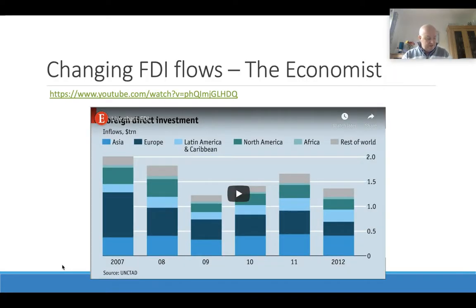Okay, so let's take a look then at changing FDI flows. There is an article here that you can go and take a look at, and there is also a live chart which gives you an idea of how things have changed over the last few years. And clearly, FDI flows will change, as you'd expect.